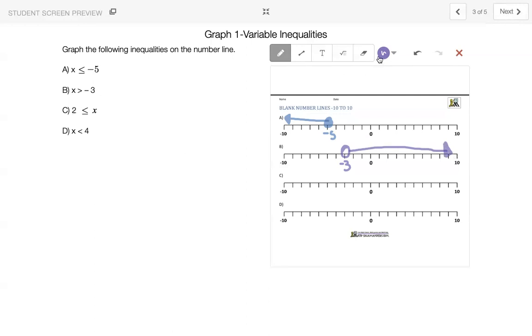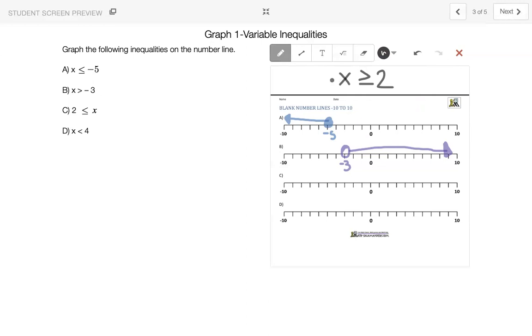Okay, letter C, let's change colors again. So C this time, remember, is the wrong order, so I have to flip it. I have put my X first and my 2 second, or in the back. It was pointed to the left, and I want to point it now to the right. So it's going to flip its symbol. It should be X is greater than or equal to 2 in order to graph it appropriately.